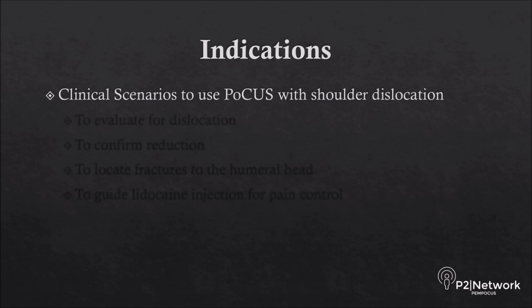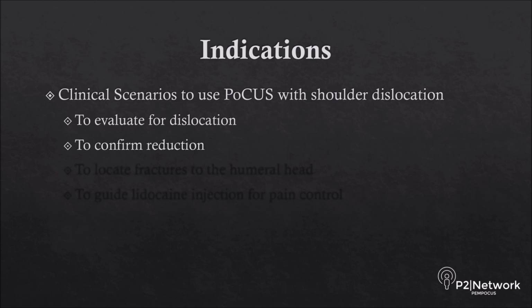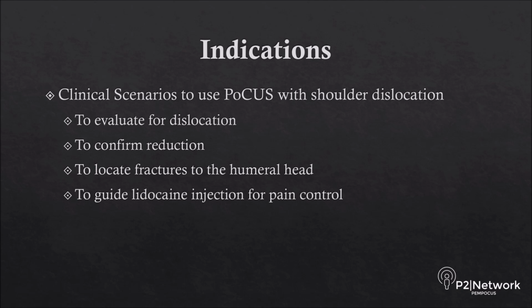There are certain indications for using POCUS in a patient with a shoulder dislocation: to evaluate for and/or confirm that the shoulder is dislocated, to confirm reduction, and to potentially locate fractures to the humeral head. Ultrasound is also commonly used to guide the procedure of intra-articular injection of lidocaine for a regional shoulder block to obtain adequate pain control prior to reducing the shoulder. However, for this talk, we will stick to talking about the top 3 bullets.